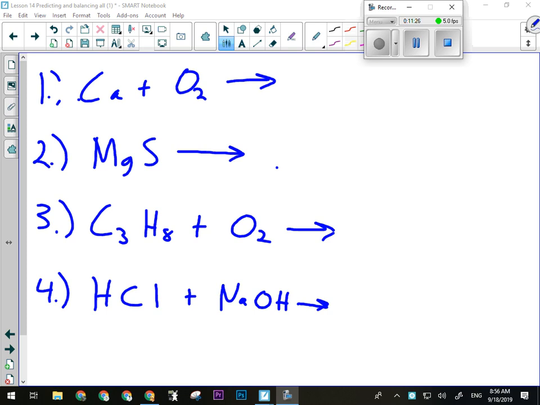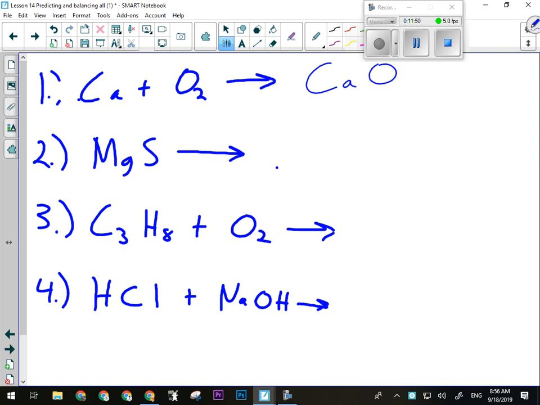The second step then is to identify what type of reaction is happening. So in this one, I have an element reacting with an element. The only reaction type that does that is, okay, what happens in a synthesis reaction? They combine to form a compound. What kind of compound is this going to form? An ionic compound. It's a metal and a non-metal. Right? So I'm going to go CaO.